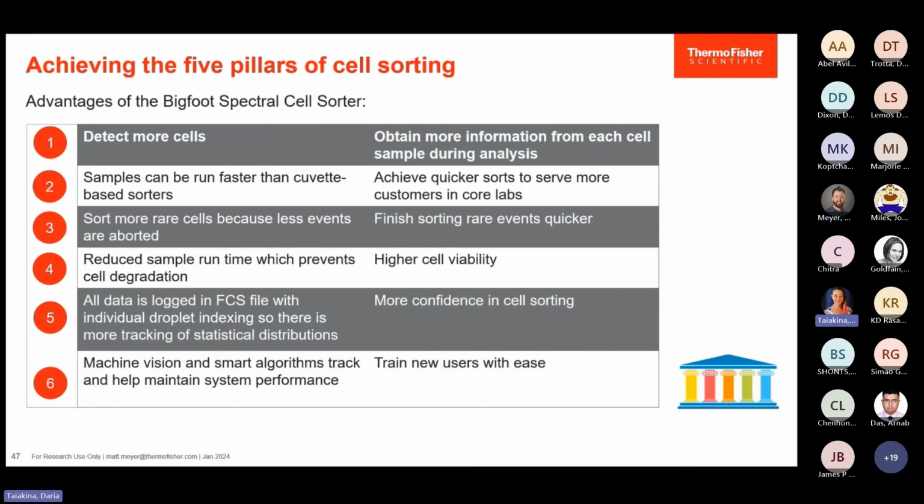And we log all the FCS files with individual droplet indexing. So there's a lot of information and a lot of data that you can get statistical distributions from. And so that will enable you to be more confident in the cell sorting process. And then as we talked about, the machine vision and smart algorithms track and help maintain all the system performance. That can ultimately help you train new users with ease and get people more comfortable with the sorter faster.